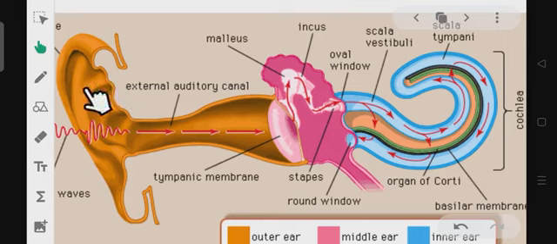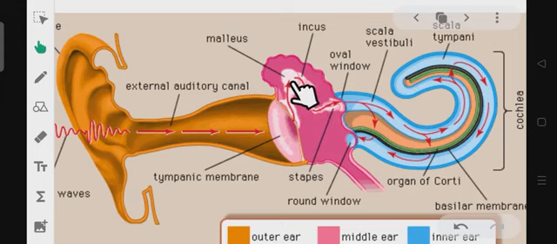See guys, this is the outer pinna. What was its function? To collect all the vibrations from the various areas and transmit them into a canal. This canal is known as the external auditory canal. Yes. Now the eardrum vibrates. Now what happens? These vibrations will be conveyed to the three ossicles.